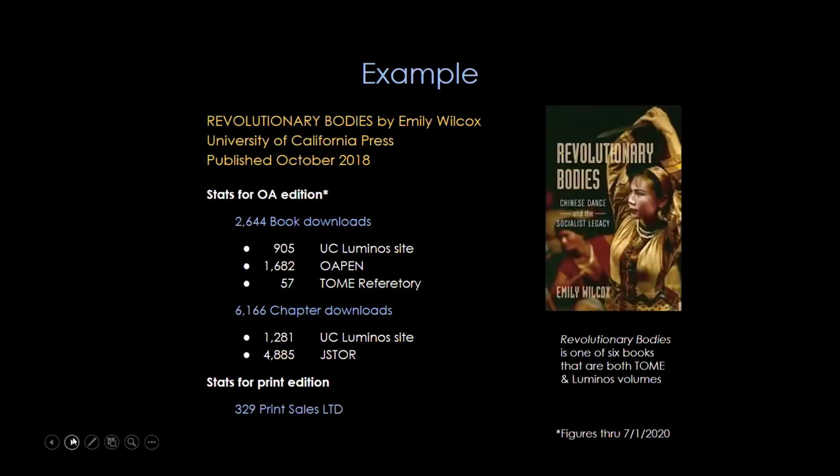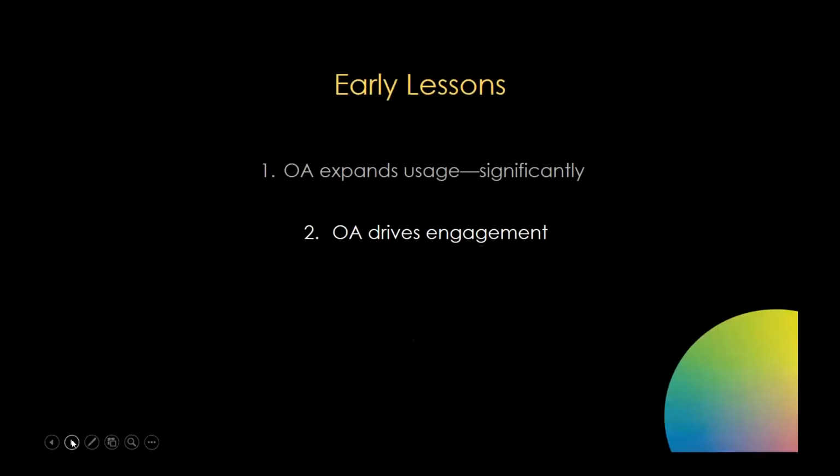So this is just one quick example of one book that was a Tome book. It's also a Luminos book through the University of California Press. And this gives you just a sense of the number of book downloads, chapter downloads, and then the sales, the 329 print sales at the bottom. The amount of engagement is just over the top in terms of how much usage a book like this is getting as an OA book. Next slide, please. So the second lesson is that in addition to just usage, it also drives significant engagement.